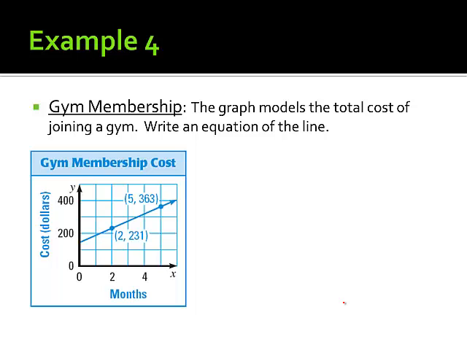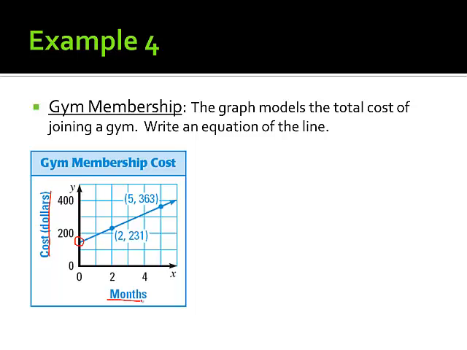Okay, so here's another example, a real-world example. We have a gym membership. The graph models the total cost of joining a gym. Write an equation of the line. Just to go into a little bit more depth, if you've ever tried to join a gym, they always have something that's called a joining fee. That's one of the reasons why it doesn't start off at 0. So we have cost in dollars and the amount of months that you have spent.